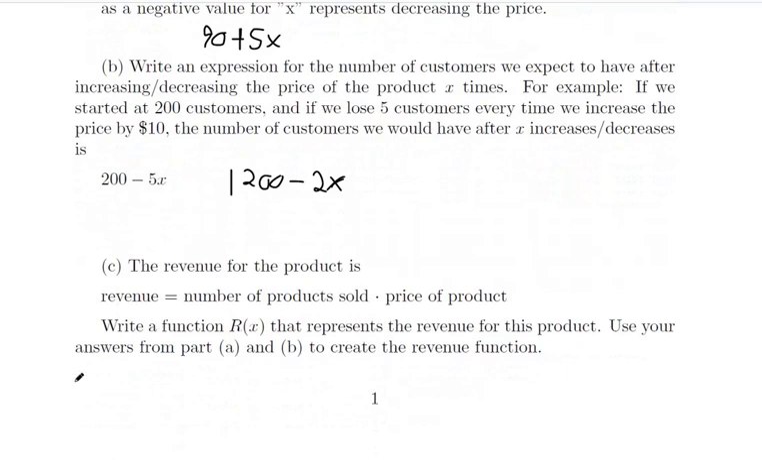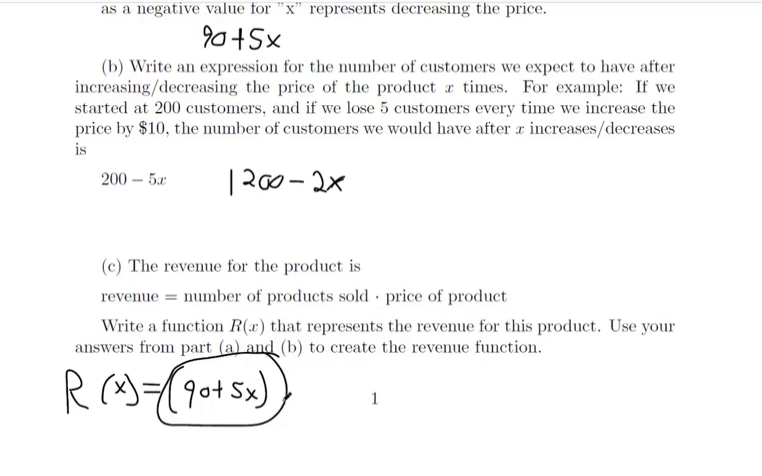Okay, and then revenue means how much money we bring in. And it's just the number of products sold, which we have an expression for, times the price of the product, 90 plus 5x, because we're talking about revenue. What price are we selling it at? If you have 1,000 tickets and you sell them for $10 each, then you get $10,000 in revenue, right? So it's like we have this many tickets times this price for each ticket, in that analogy I just gave. Okay, so that's the revenue function.